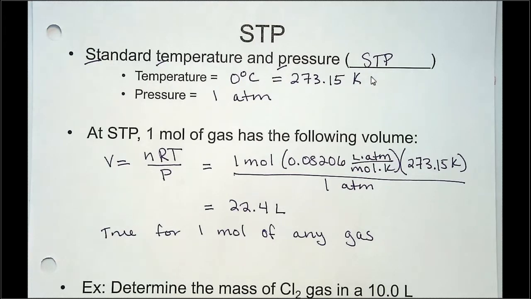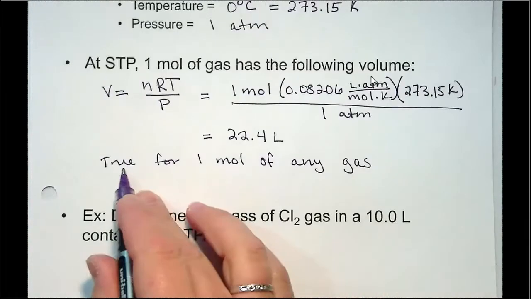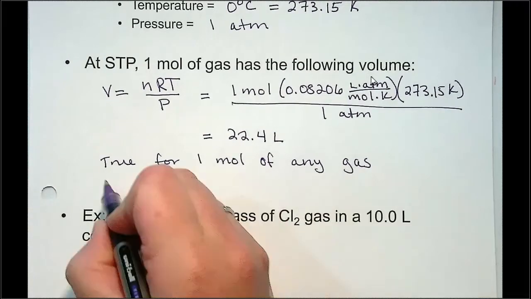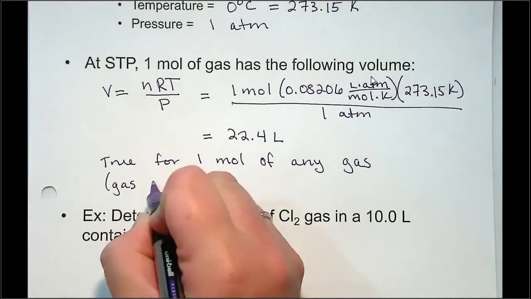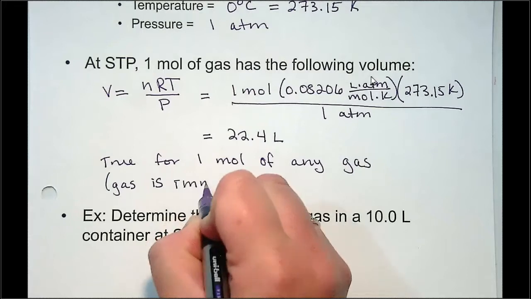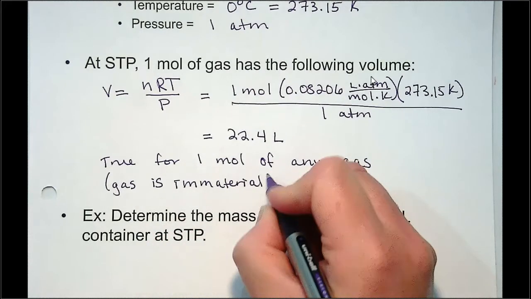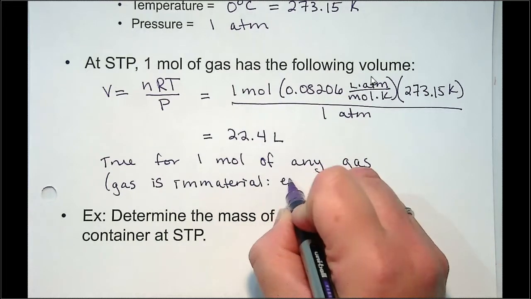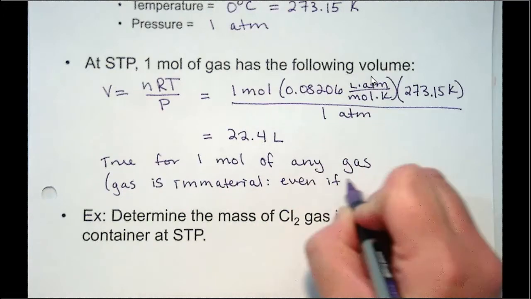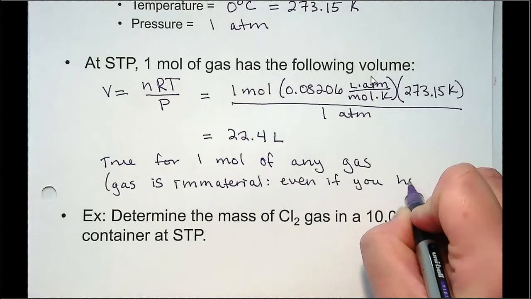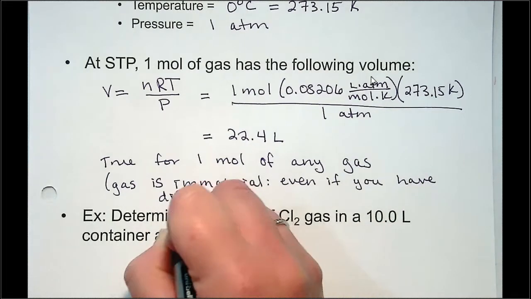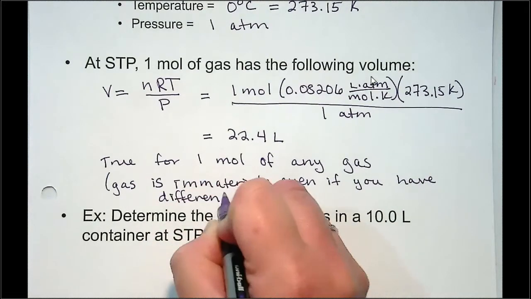Because this is true for 1 mole of any gas, we say that gas is immaterial, which means even if you have different mass, you can have the same volume.